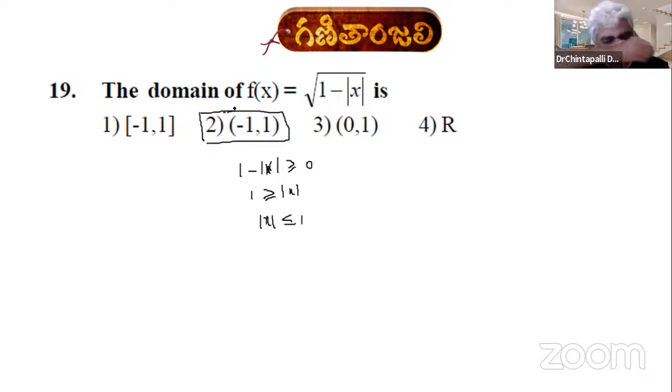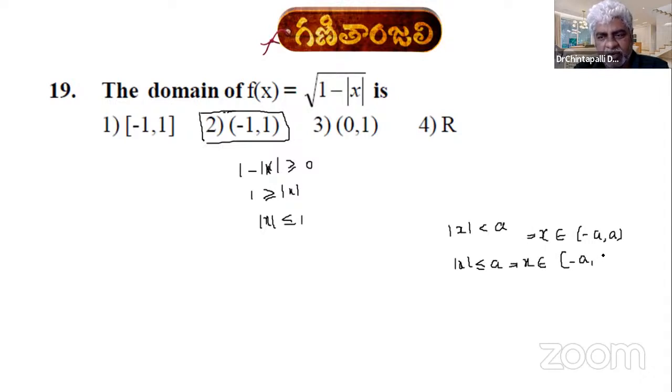For the values of x greater than 1, it becomes negative. For the values of x less than minus 1, it becomes negative. Yeah, I'm telling you regarding this. Mod x less than a means x belongs to the open interval negative a to positive a. Mod x less than or equal to a means x belongs to the closed interval minus a to plus a.